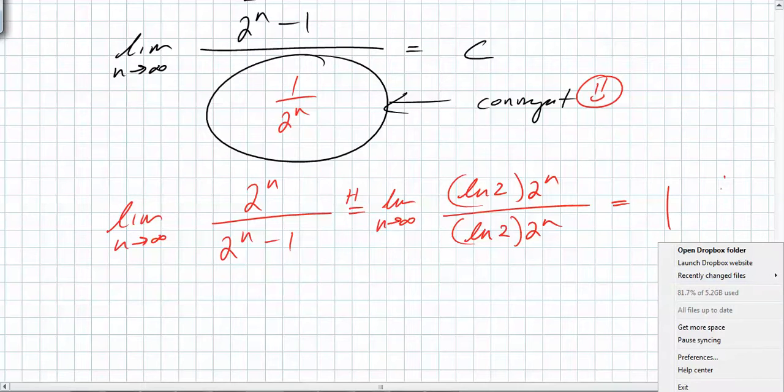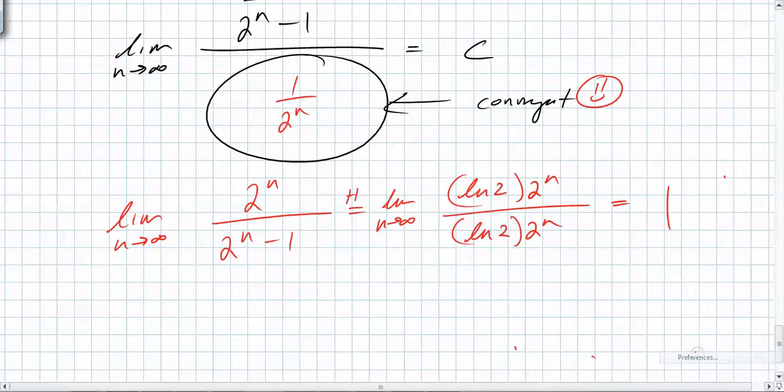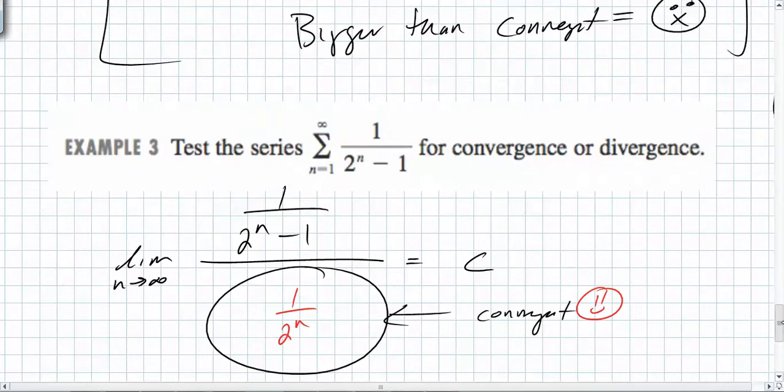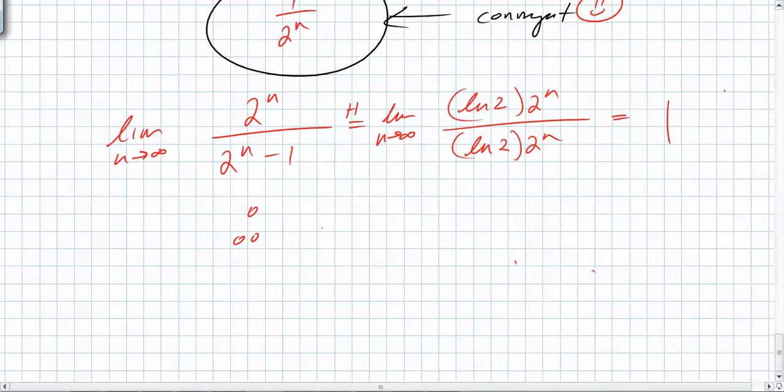So therefore, oh wait, it does! I'm not sure why that is coming up there, so I'll just make that go away. It goes to 1. So what do we now know? By the limit comparison test, the limit as n goes to infinity of 1 over 2 to the n minus 1 must go to something. We don't know what, but we know it is a constant. Therefore, it's convergent.